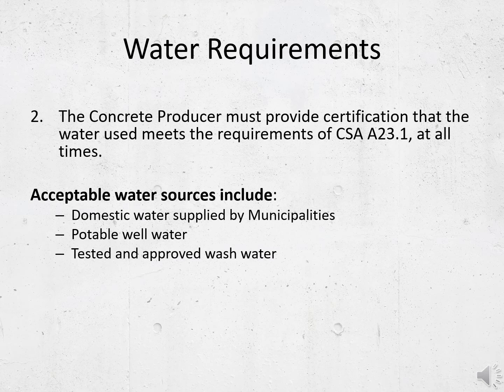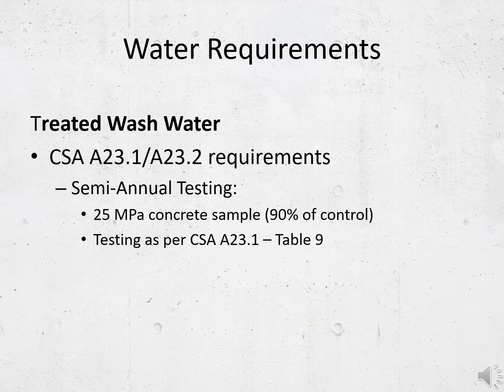Domestic water supplied by municipalities should be fit for making concrete. Potable well water test records should be reviewed by the plant auditor for consistency. A formal written protocol for using recycled wash water should be available for inspection and should include a formal validation procedure and scheduled frequency that is date documented.